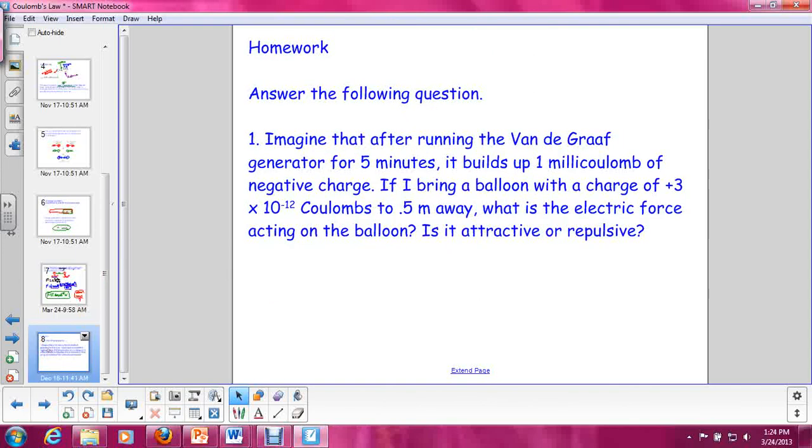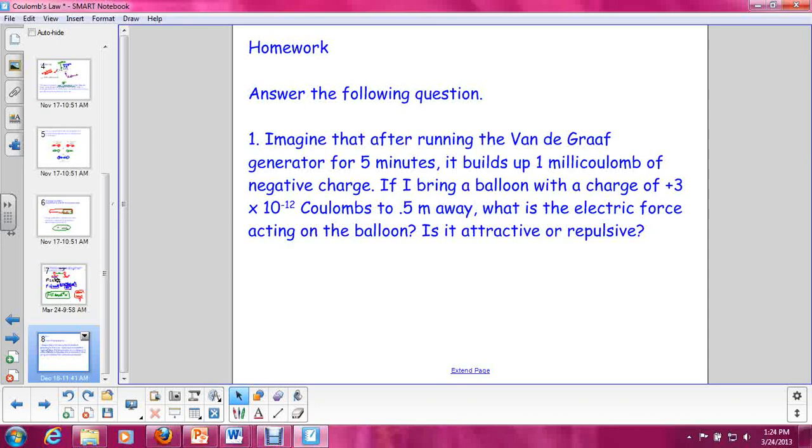You are going to apply it to your homework question, which you'll turn in the next time you come in for class. So the question says, imagine that after running the Van de Graaff generator for 5 minutes, it builds up 1 millicoulomb of negative charge. If I bring a balloon with a charge of positive 3 times 10 to the minus 12 coulombs to 0.5 meters away, what is the electric force acting on the balloon? And is this force attractive or repulsive?